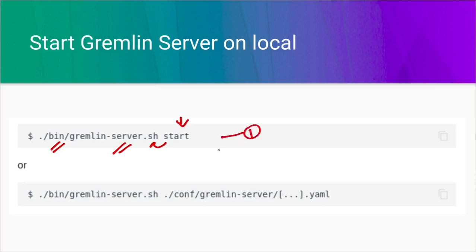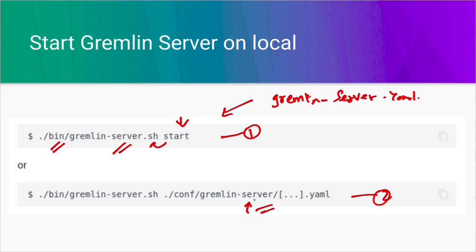This is the first one in which we are not providing any configuration. That is, it will use the default configuration. And what do I mean by the default configuration? That is gremlin-server.yml located in conf; gremlin-server will be used for this by default. But in the second variant of the command, we can provide a YML, or specifically we can provide the specific path of the YML we need to use.